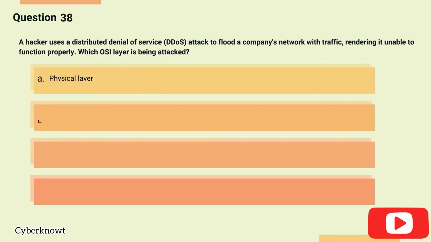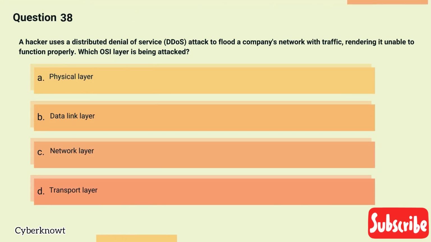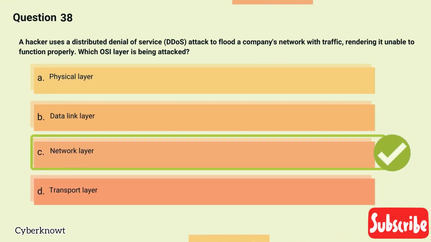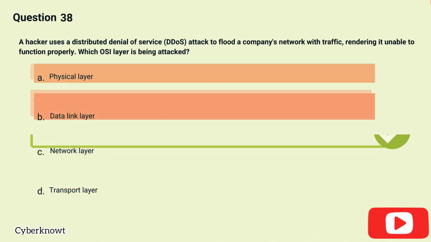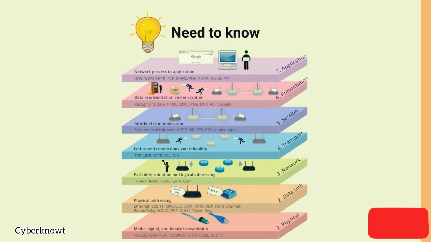Question 38. A hacker uses a distributed denial of service, DDoS, attack to flood a company's network with traffic, rendering it unable to function properly. Which OSI layer is being attacked? Option A. Physical layer. Option B. Data link layer. Option C. Network layer. Option D. Transport layer. The correct answer is Option C. Network layer. Explanation. The network layer is responsible for routing network traffic and providing logical addressing. In this scenario, the hacker is flooding the network with traffic, which is an attack on the network layer.